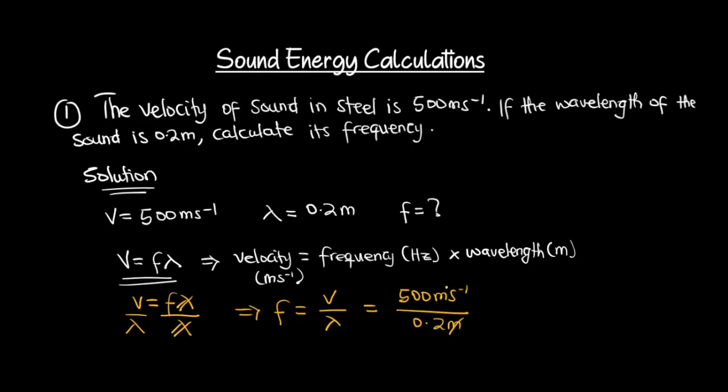Already the meters over here will cancel, so we are left with per second as the unit for our answer, and per second is hertz. Now, 500 divided by 0.2 will give me 2,500. So I have 2,500 per second as my answer, or 2,500 hertz. Any of these is correct, as that is the unit for frequency.